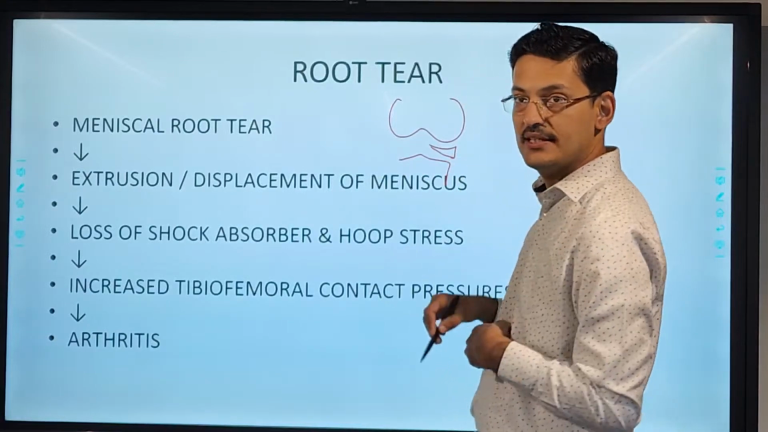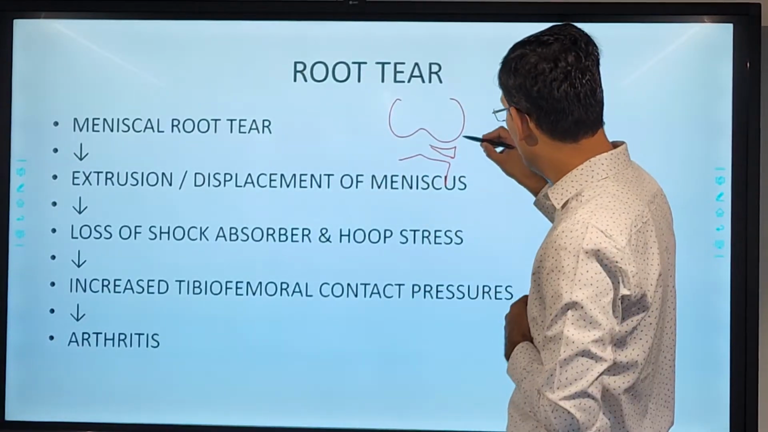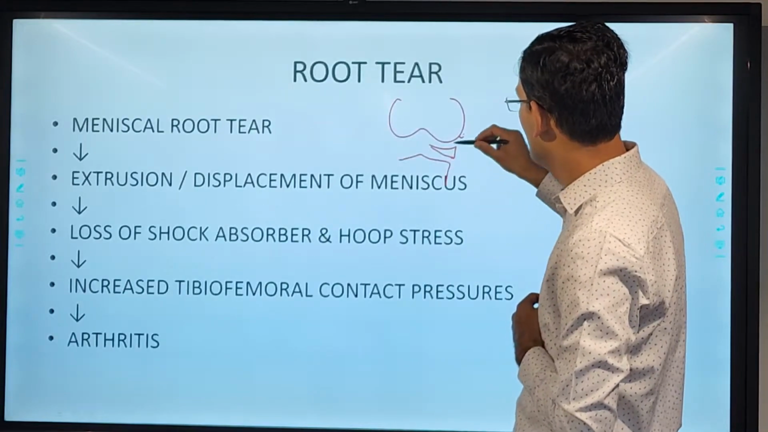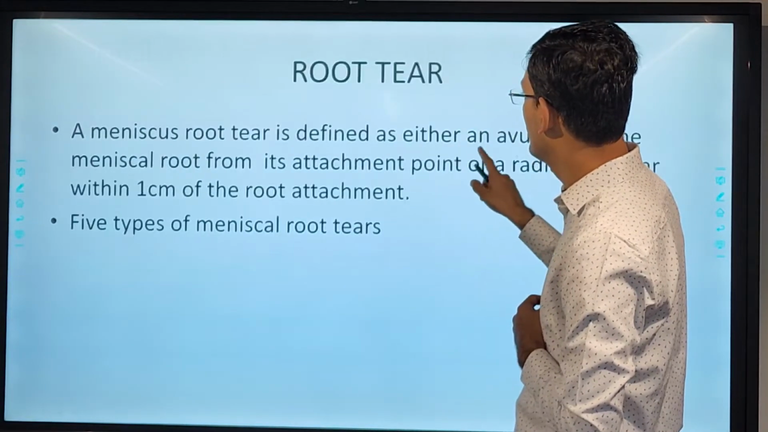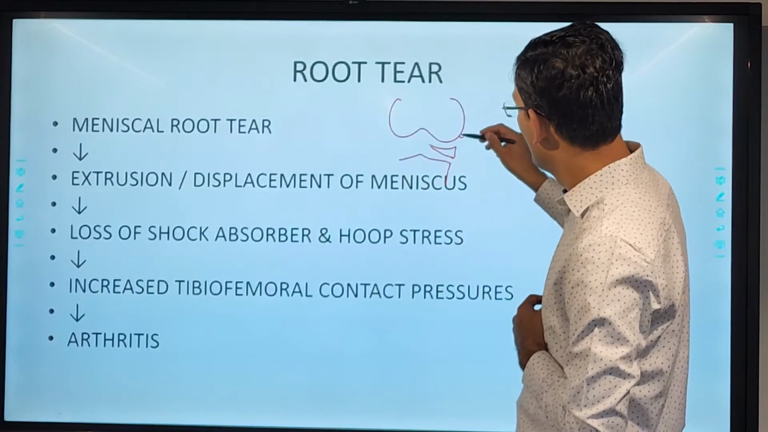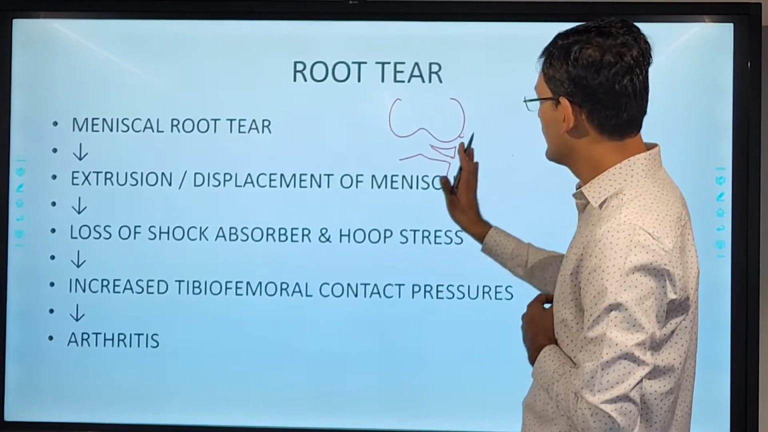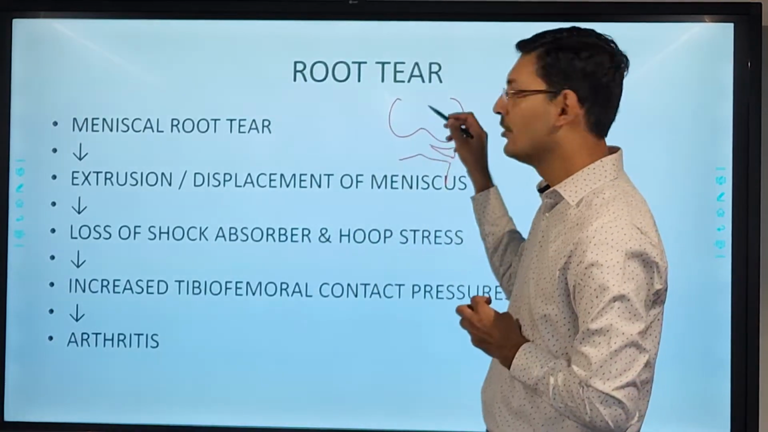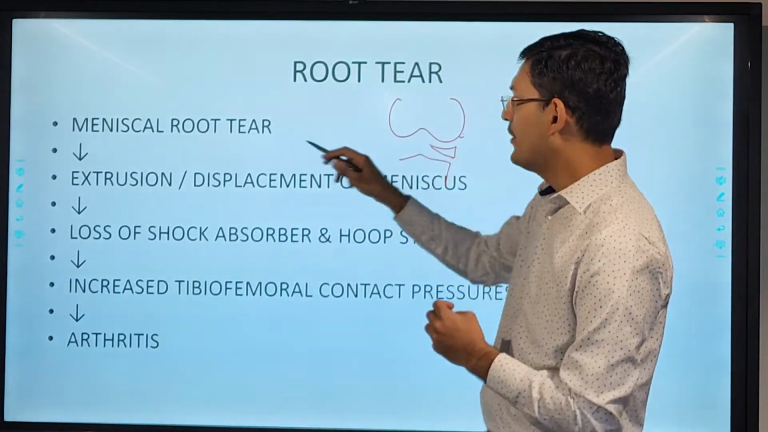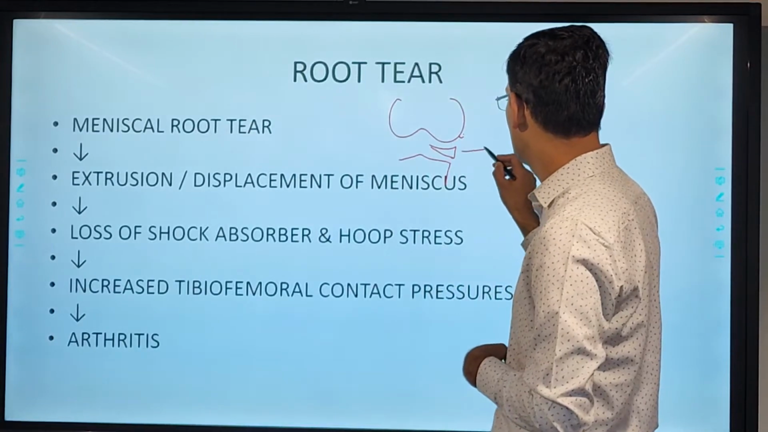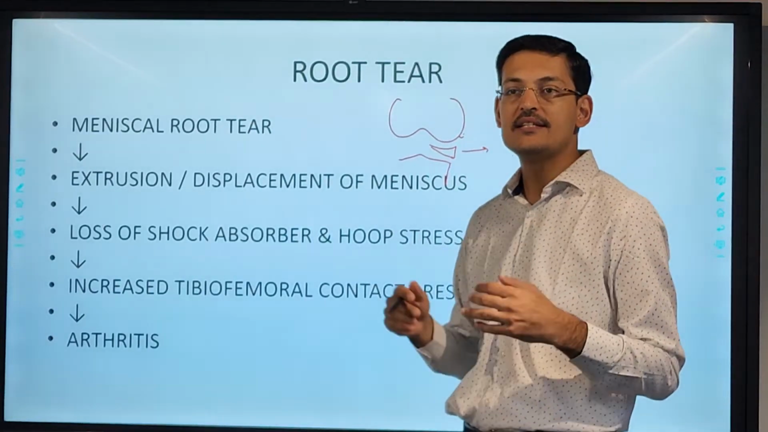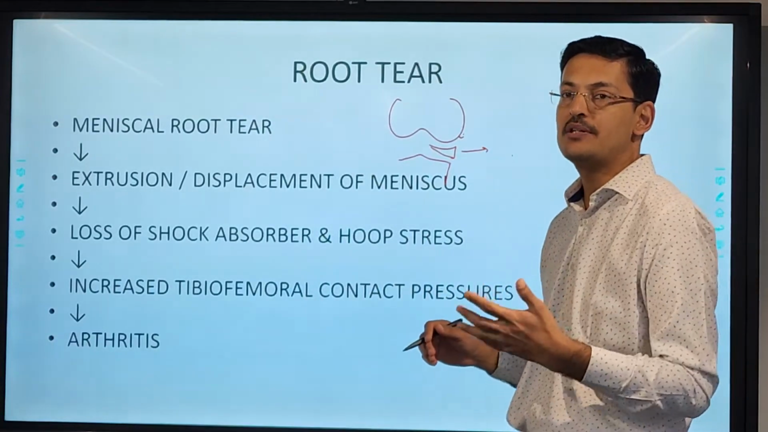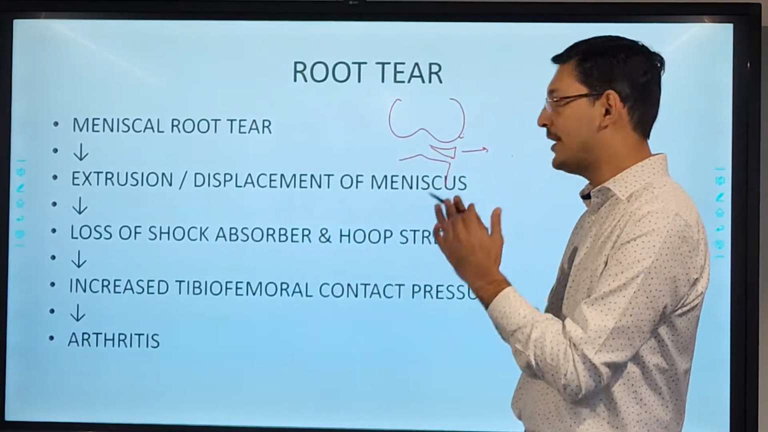A normal meniscus is this. So that means that if you draw a line between the tibia and femur, the meniscus should be inside it, and thereby it is serving the purpose of load bearing. Now once there is a root tear, this will shift outwards, and this is extrusion, and thereby this meniscus will not be serving its purpose or working to load bear.